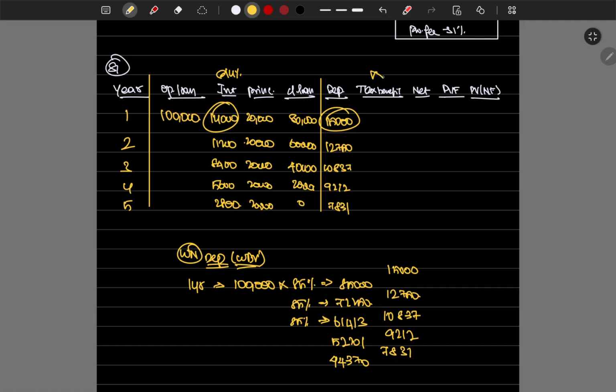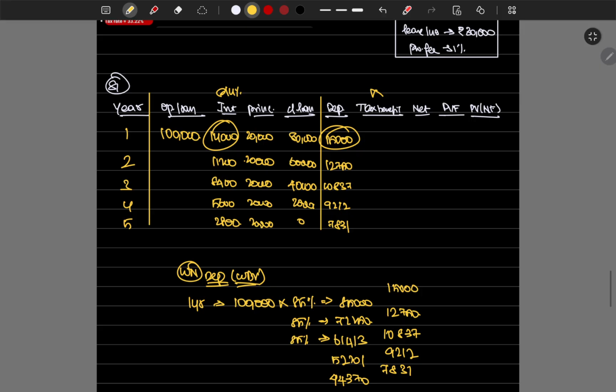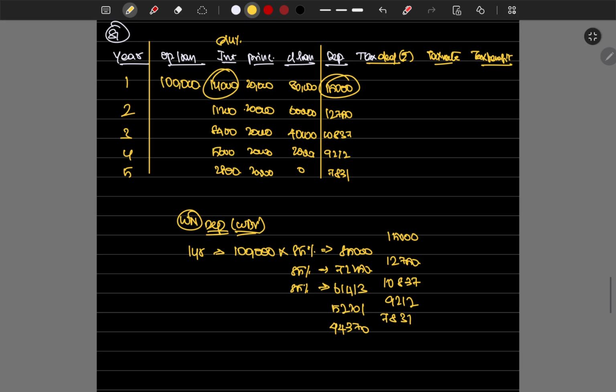We have to calculate the tax benefit at 33.33%. Okay, we'll take this off. We'll calculate the tax deductible amount, the tax rate, and we'll calculate the tax benefit. Okay, total this, tax rate, tax benefit. Due to space constraint we'll use this.